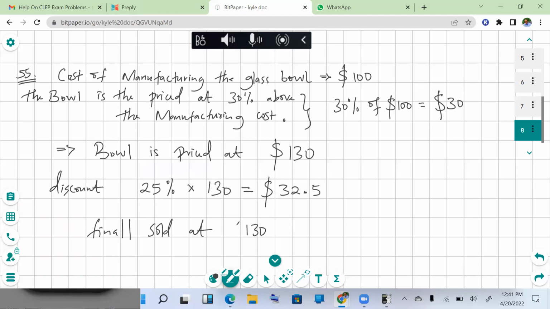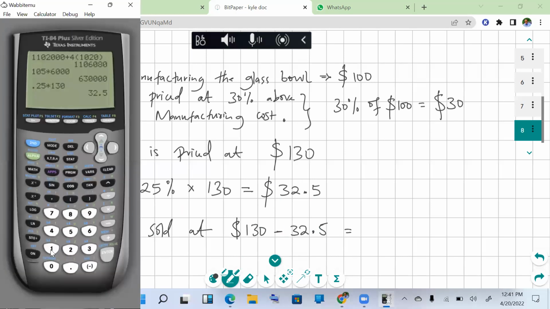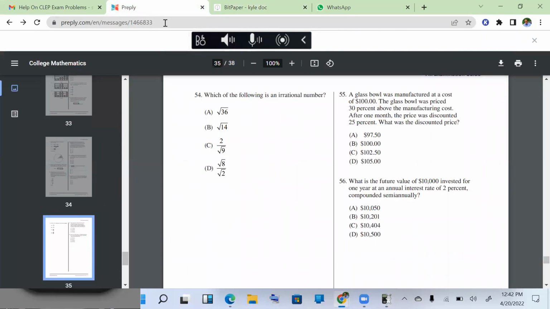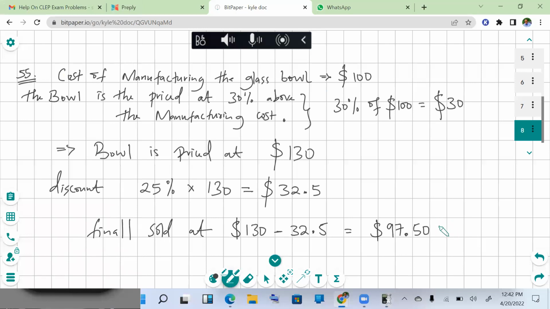And so the final selling price, the 130 bucks, but they have insisted on giving a discount of 32.5 bucks. And so the final selling price becomes 130 minus the 32.5. And so the ball ends up being sold for $97.50. And I think that was a loss. Then we go with A as our answer.